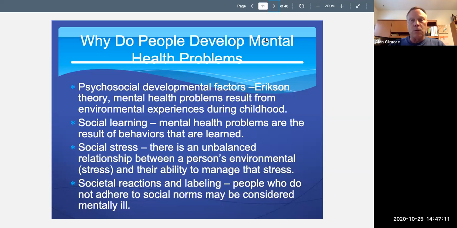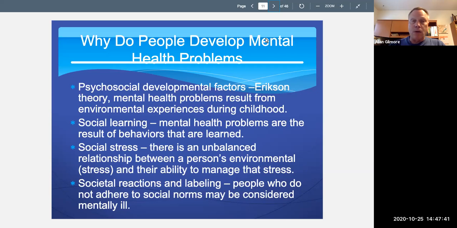And then you get out in the world and you find out, no, not everybody. In fact, very few people really deal with emotions and feelings using physical violence as a way of resolving them. You're going to find yourself to be outside of the norm, and that will then potentially result in issues around mental health. Social stress. There is an unbalanced relationship between a person's environment and their ability to manage that stress.